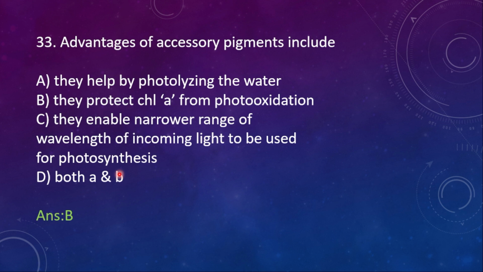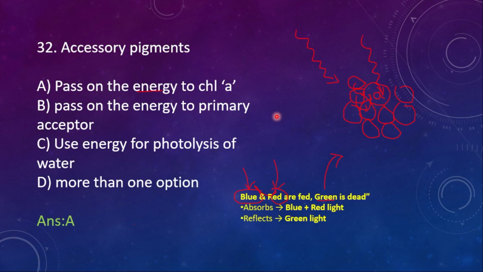So here the right option is B. They protect chlorophyll A from photooxidation. Just now I showed you the diagram, no? Along with passing of the energy to the chlorophyll A, whenever these pigments are surrounding the central chlorophyll A, they will protect the pigment from photooxidation.